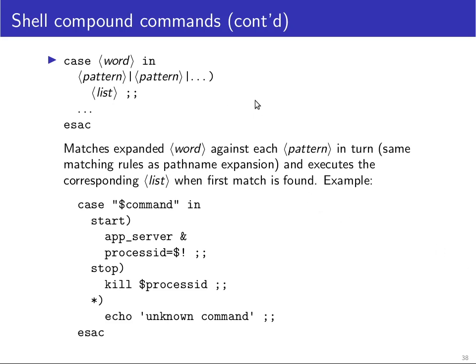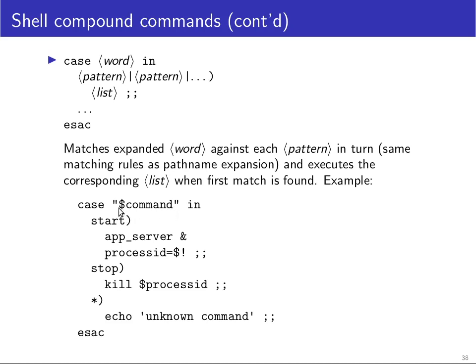There's also a case statement, which does sort of the equivalent of a calculated jump. It also has a built-in pattern matching mechanism. So case is followed by a single word that undergoes all the usual expansion rules. For example, here I've written case dollar command. Here we access the value of the variable command.